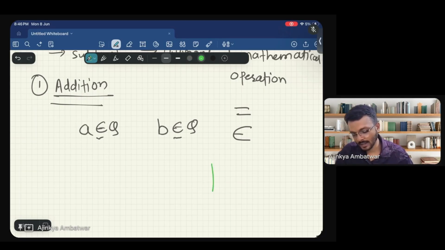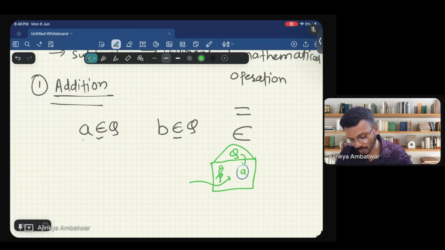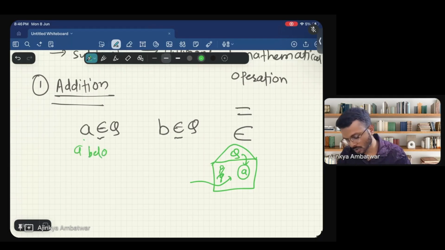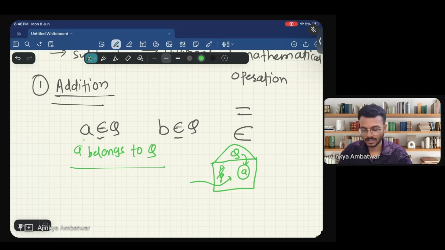हमने कल देखा था the house of rational numbers. Do you remember? Every guy that is of the form p by q will live in this house, right? Every guy where q is not equal to 0. So when I say A and then this symbol Q, it means that A is a member of this house. It says A belongs to Q. A belongs to the house of rational numbers. Similarly, B belongs to the house of rational numbers.